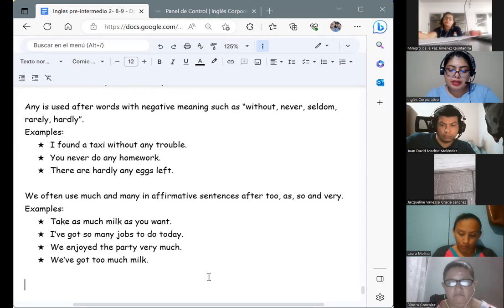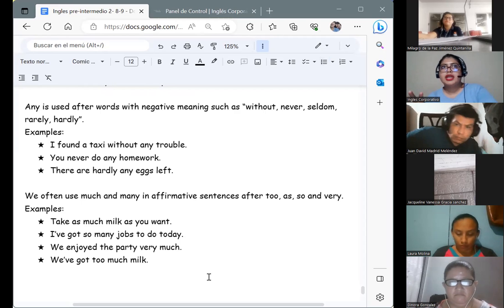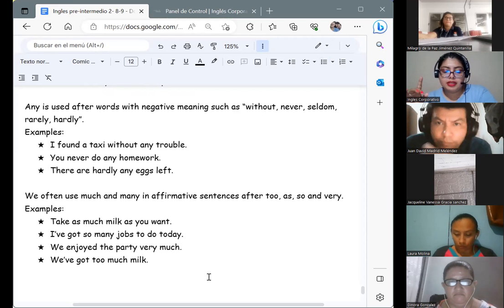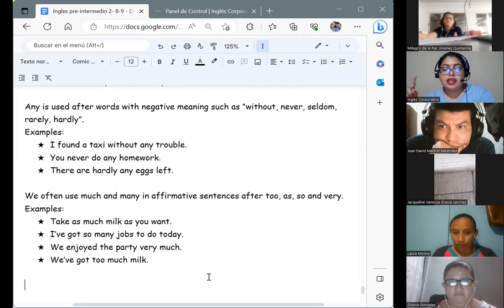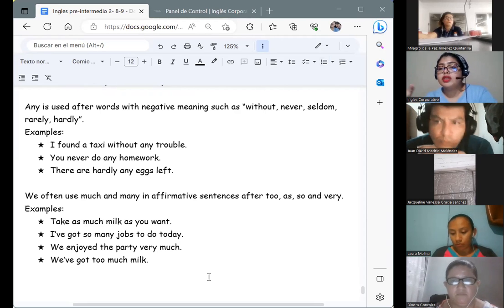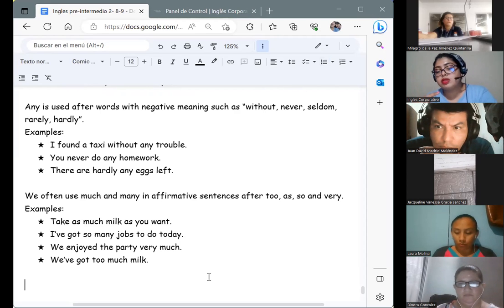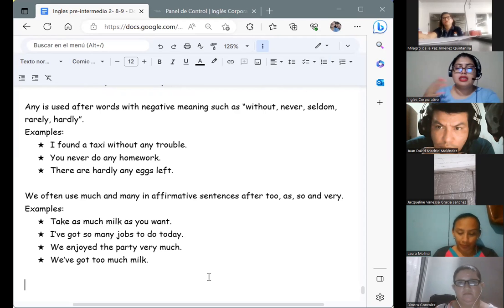Then we have that in affirmative sentences, we normally use a lot of. In this case, we can use like the two forms. Tenemos como dos formas de estas palabras. Podemos utilizar a lot o a lot of. También podemos utilizar lots o lots of. Plenty o plenty of. En este caso, pues, dependiendo, ¿verdad?, de la expresión que estemos utilizando, o vamos a utilizar el of o simplemente vamos a utilizar la palabra. Así que lo vamos a poner entre paréntesis para que sea un poco más entendible.